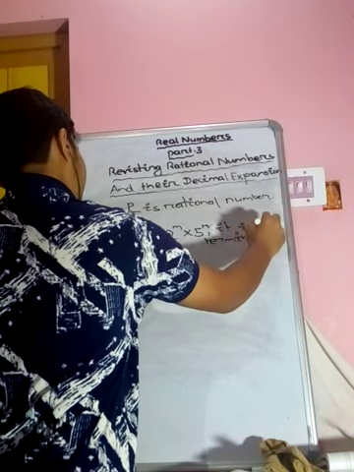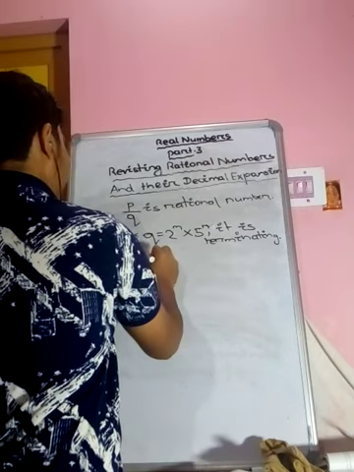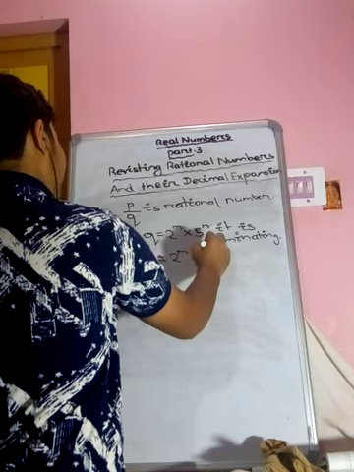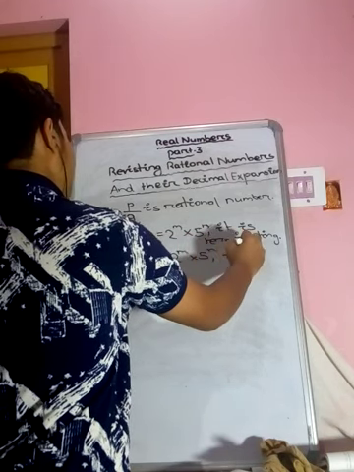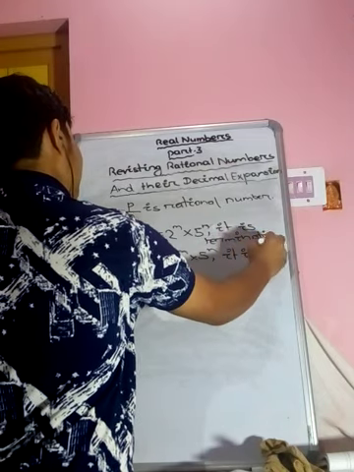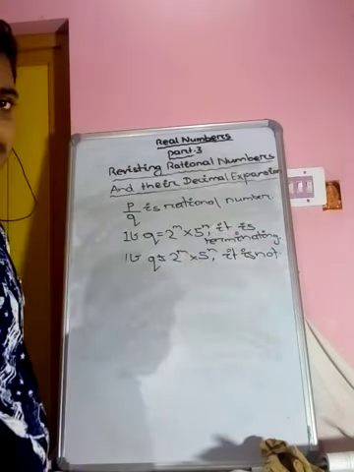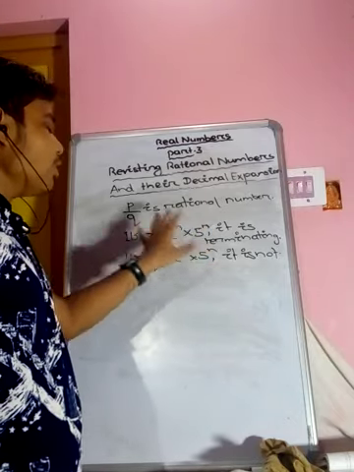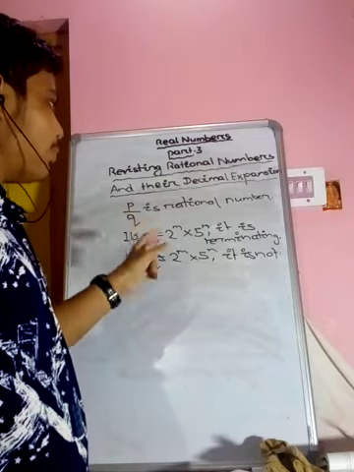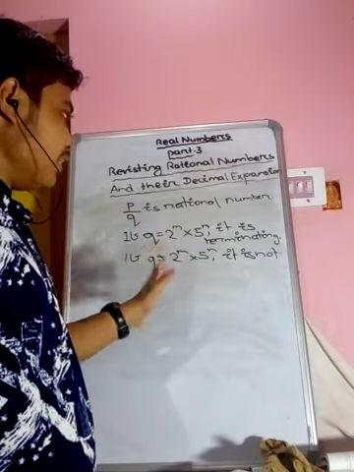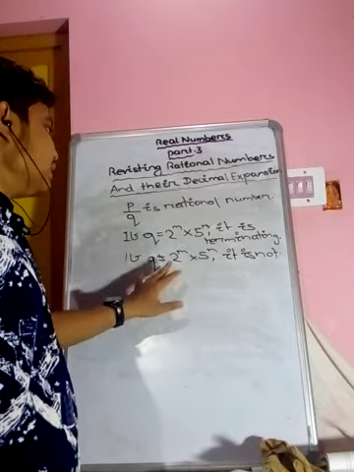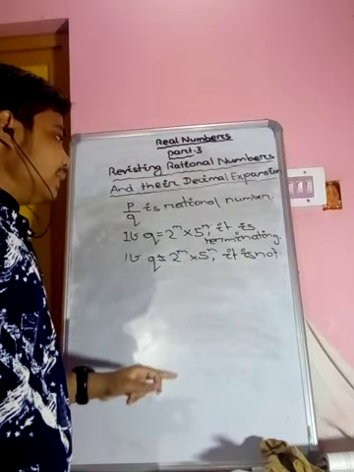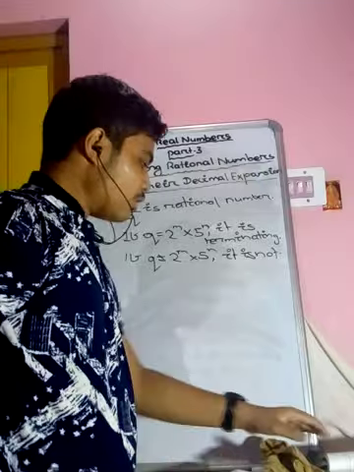Now if q is not in the form of 2 to the power m into 5 to the power n, it is not terminating. So if q is a product of a power of 2 and a power of 5, then it will be terminating. If it is not of the form 2 to the m into 5 to the n, then it will be non-terminating. This was all about the third part.